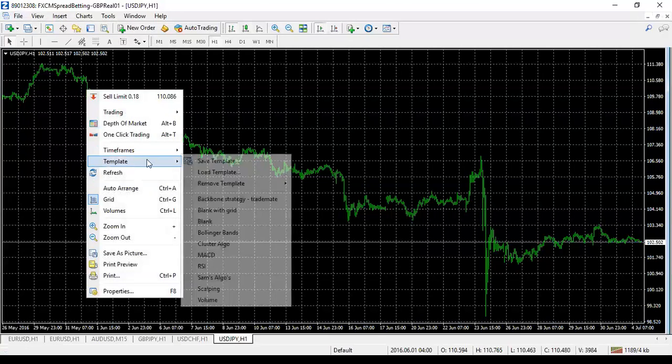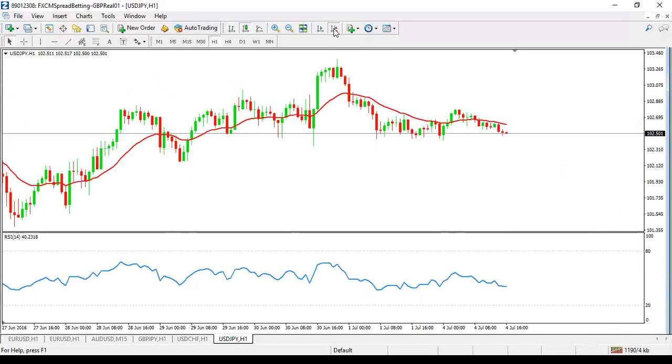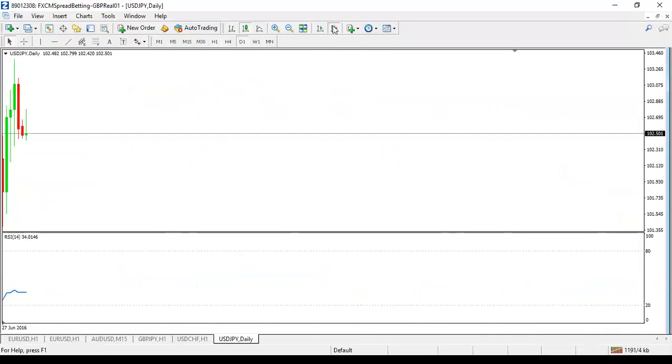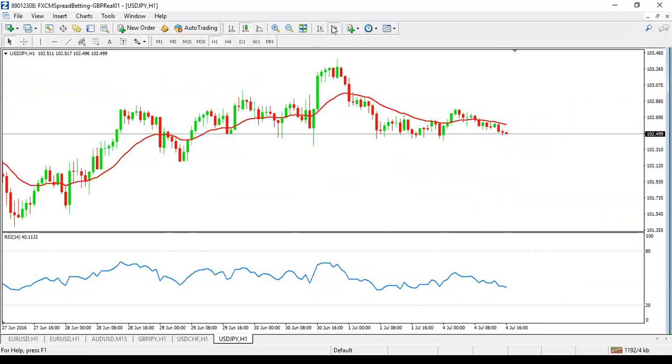USD JPY. On the daily. Clear downtrend. That's quite a nice downtrend. Go into the hourly so you know you're looking for a downtrend here. And you have a nice downtrend there, which is also reflecting the RSI. So this will be getting my attention now.